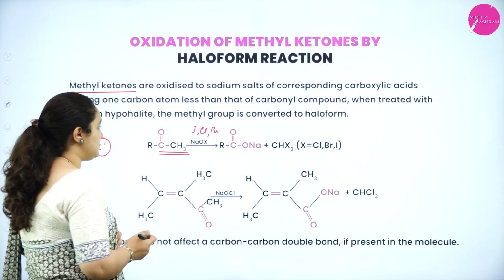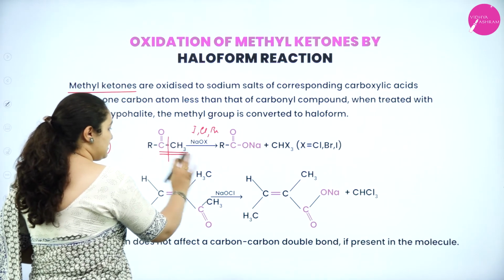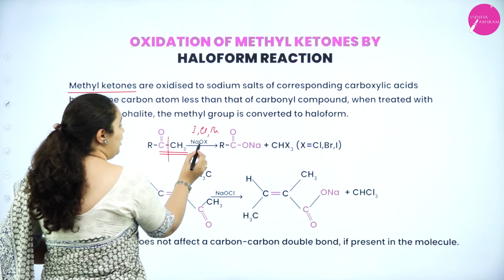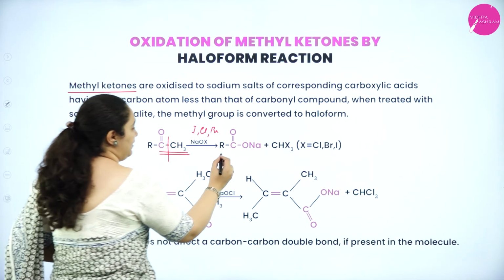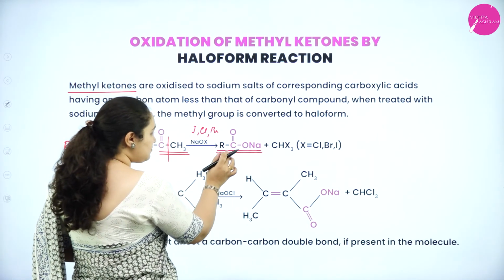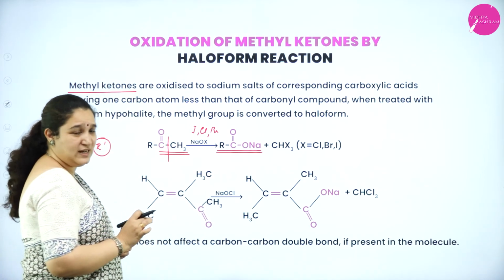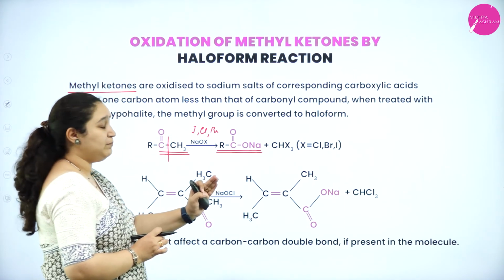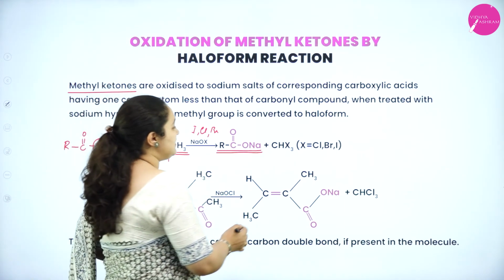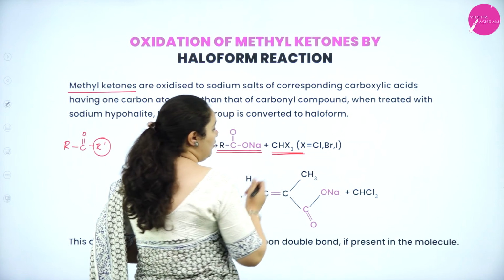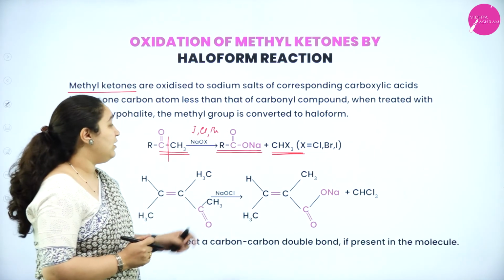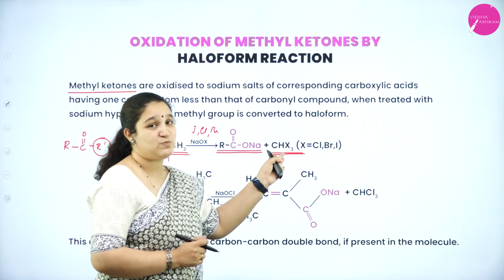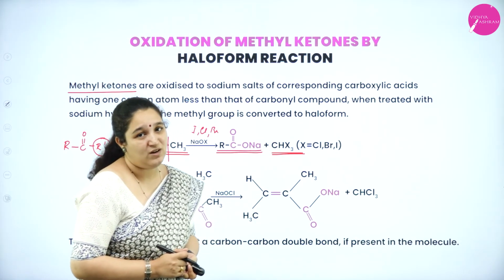What will happen first is this completely gets removed. The methyl group is getting removed and instead of that ONa group is getting added up. So you will get a sodium salt of a carboxylic acid from here. But remember, one methyl group is completely getting removed and that is getting converted as the haloform. Okay, so if it is iodine, this will be iodoform. If it is chlorine, chloroform. If it is bromine, it is bromoform, which is formed here.